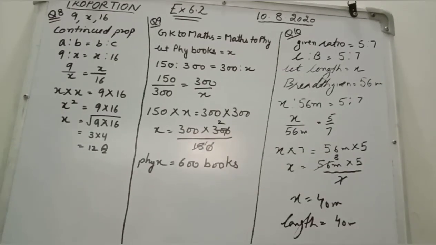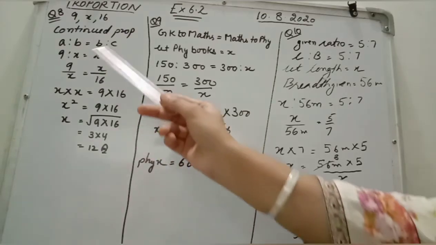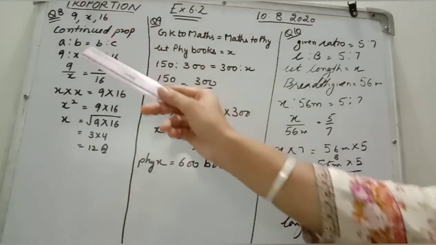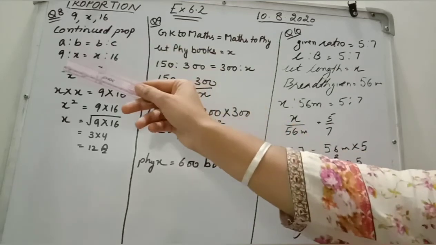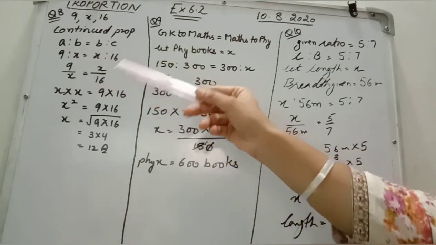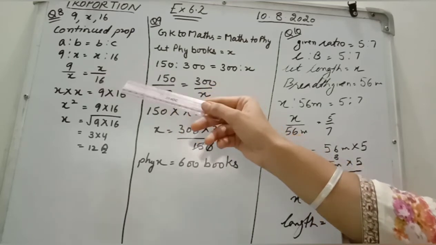Question number 8. They said find the continuous proportional. 3 numbers are given to you, 9, x and 16. We know the continuous proportional formula, A ratio B is equal to B ratio C. Mean repeat the middle one. So 9 ratio x is equal to x ratio 16. 9 over x is equal to x over 16.